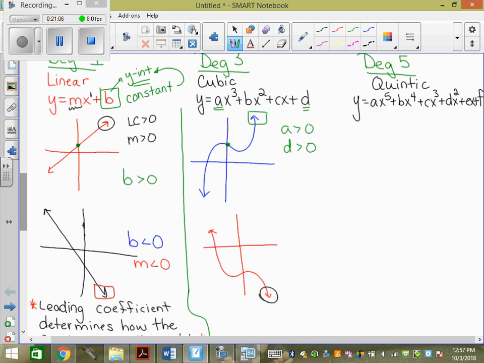Down on the right, what's my a value? Less than 0. And indirectly then, I'm up on the left because it's an odd degree function, they're opposite. And then my d value is less than 0 because it's my constant, and my constant is my y-intercept, and my y-intercept is negative.